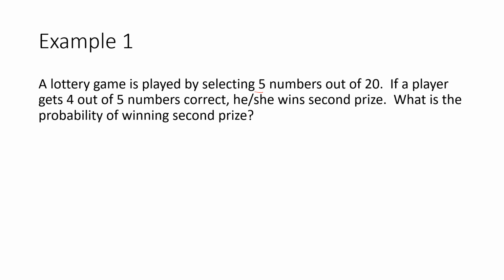You should already be familiar by now that the probability of a second prize in this case is 5 choose 4 times 15 choose 1 all over 20 choose 5. We've done quite a few questions like this already involving lottery games and how we can calculate the probabilities using combinations. Now let's try to generalize this into a formula.